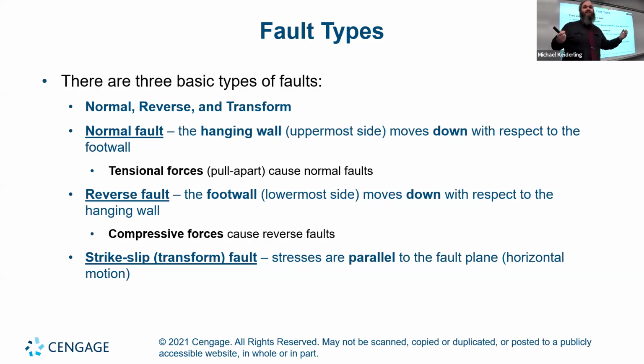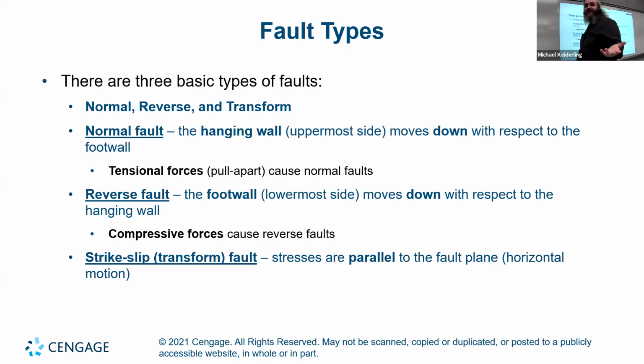Reverse faults are the opposite. These are when the footwall moves down with respect to the hanging wall, when the hanging wall is pushed up over the footwall. These are caused by compressive forces. The crust shortens. If this was the fault, in a normal fault, my left hand here is the hanging wall, it would slide down and my hands would move apart. In a reverse fault, it would slide up and my hands would move closer to each other.